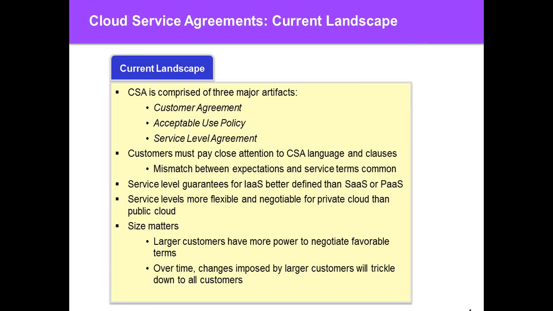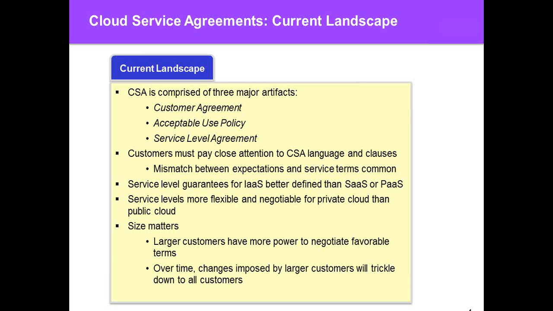And so service level guarantees for infrastructure as a service are certainly better defined than SaaS or PaaS, but that doesn't mean that they necessarily meet customers' expectations. Most public cloud infrastructure services are available only through non-negotiable standard contracts which strictly limit the provider's liability.